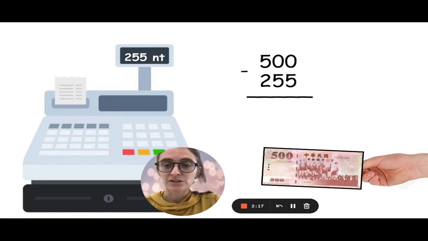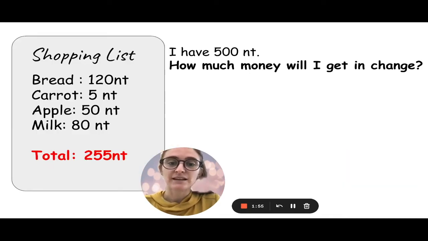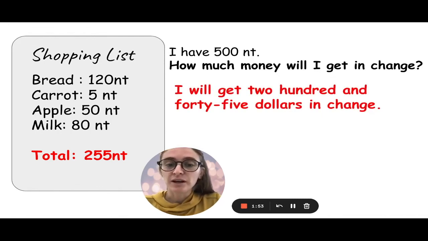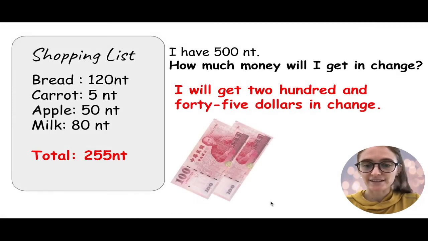255. So here we're going to borrow from the hundreds and the tens to carry it over to the ones. So we have 10 minus 5 is 5. 9 minus 5 is 4. And 4 minus 2 is 2. This is how much I will get back from my 500 NT. I will get 245 in change.